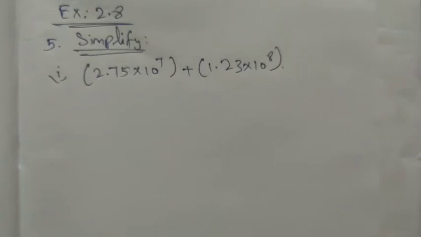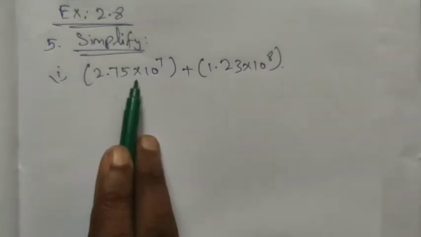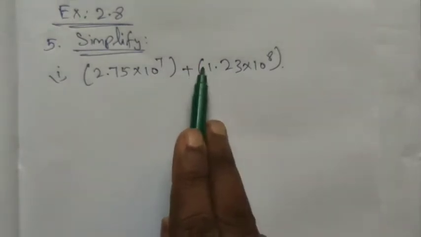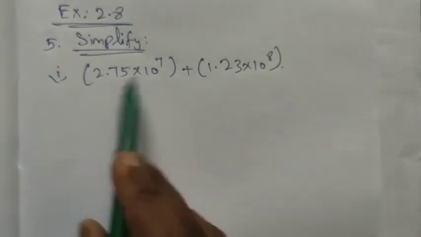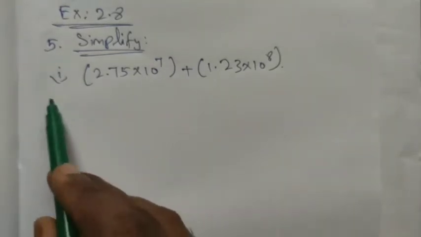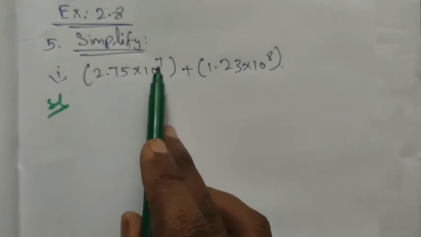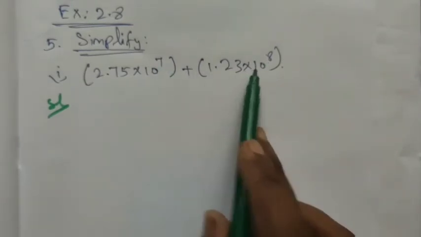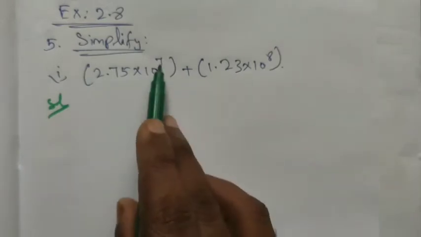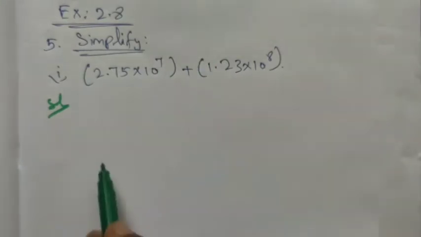Exercise number 2.8, question number 5, simplify. The first one is 2.75 into 10 to the power of 7 plus 1.23 into 10 to the power of 8. Here, if you want to add these two terms, first you have to convert the powers to the same order. Choose the highest power, and the remaining one you have to convert into the highest power, right?